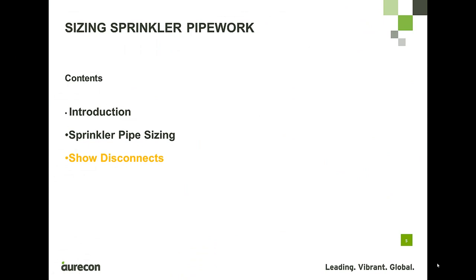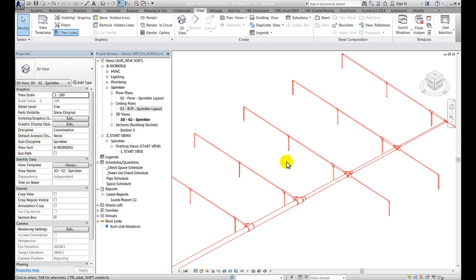Show Disconnects. This tool will graphically display all disconnects in the system, no matter how small, and highlight them with a warning icon marker. Go back to the ceiling plan view, 02 RCP sprinkler layout.